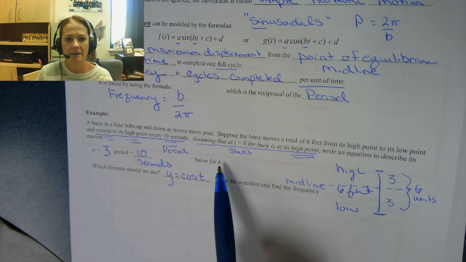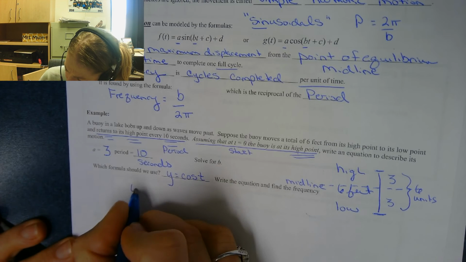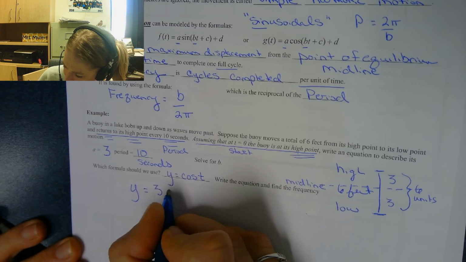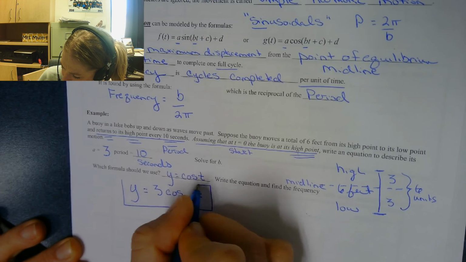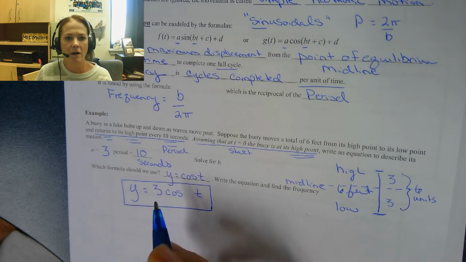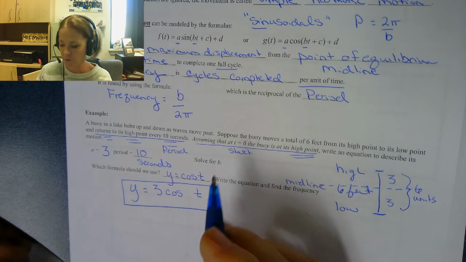All right, so we're going to write our equation. It's what we're asked to do. I put 3 positive here, cosine, and the 10 seconds does not go in front of the t as its coefficient. We have to solve for it. So 10 does not go here. We have to solve for b.